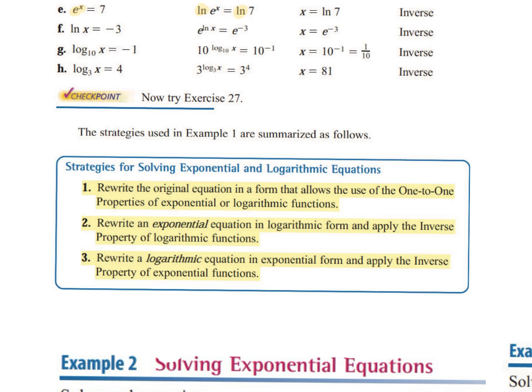And then number 3 is rewrite a logarithm equation in exponential form and apply the inverse property of the exponential function. Again, 2 or 3 are kind of the same thing, just one is going towards the logarithm and the other one's going towards the exponential. But they are the same thing, just inverses of each other.